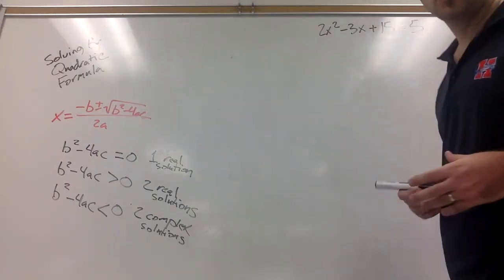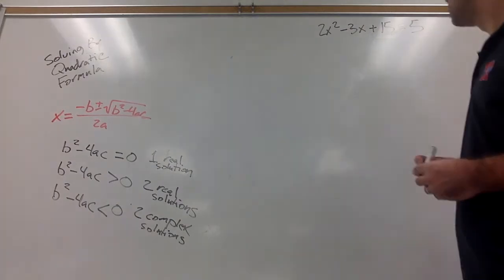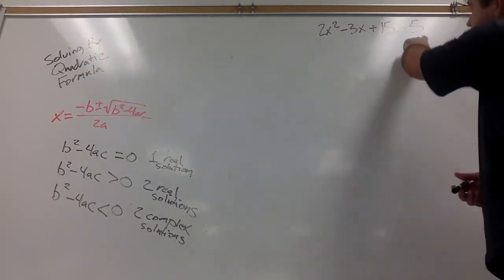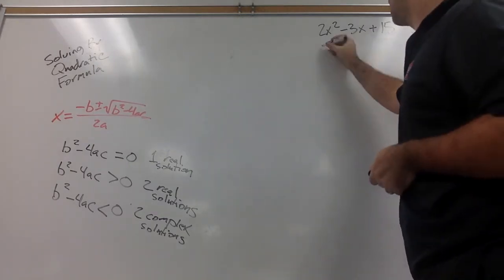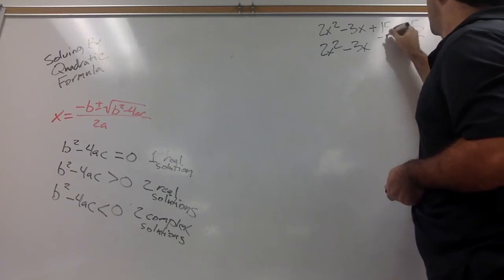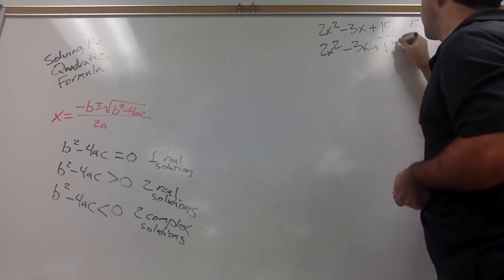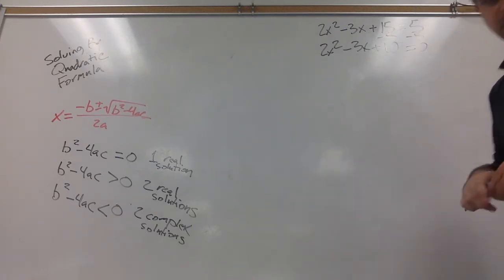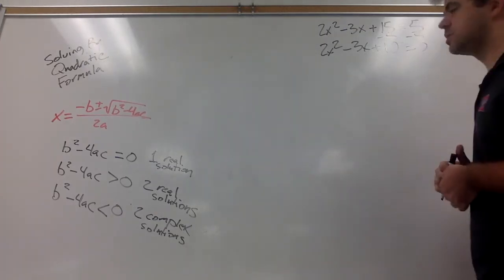All right, we're going to do one more real quick. Again, this one is not in standard form, so we need to move this over: 2x squared minus 3x. Then we have to subtract 5 on both sides. So now it's in standard form, and we can shove it in our quadratic formula.